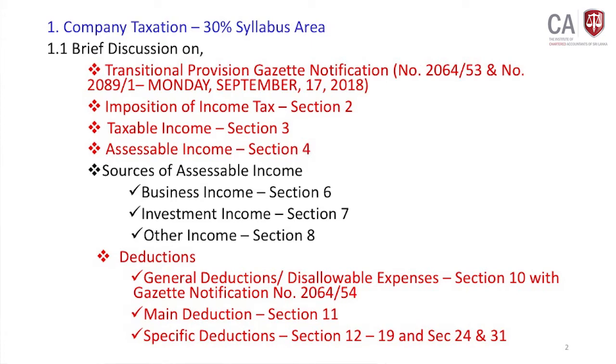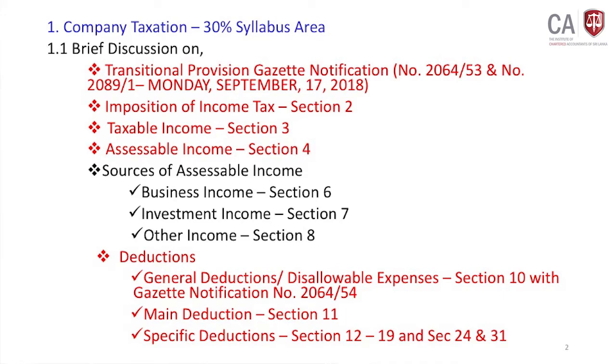Then imposition of income tax, section 2. As we did in value added tax, when doing that question, the main section is the imposition. Like that, in the Inland Revenue Act number 24 of 2017, the imposition of income tax is a very important area. You should know it, it's the base. And second, taxable income, which is in section 3. Going forward, we will look at these areas and how they are important to your company taxation question.